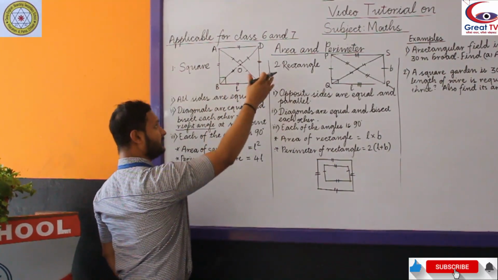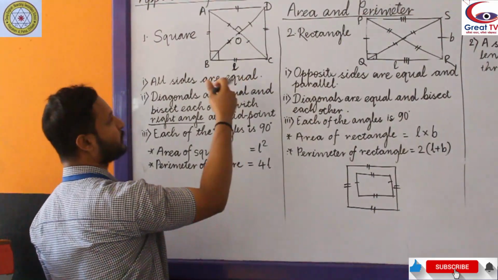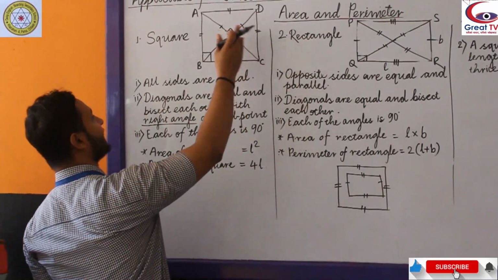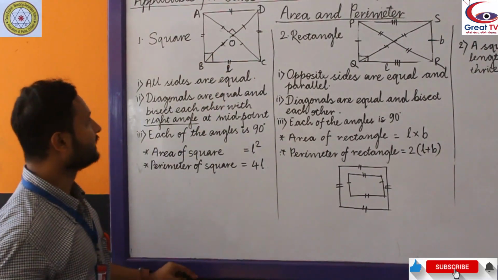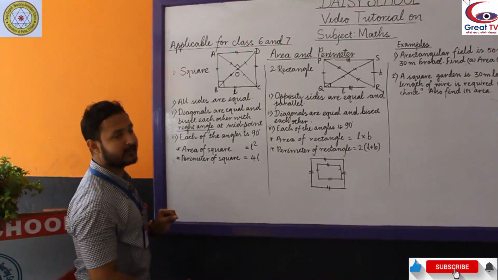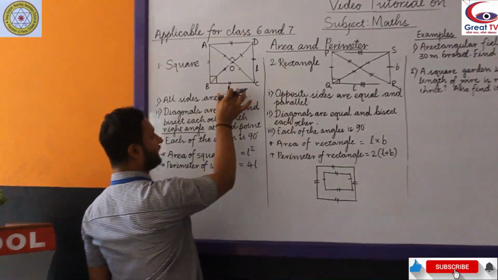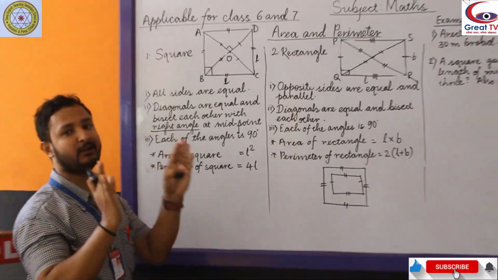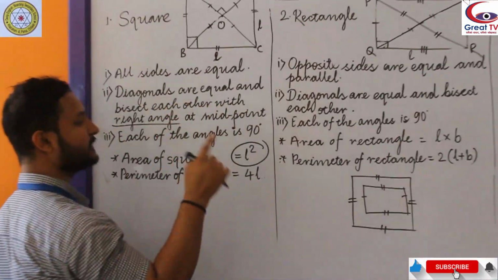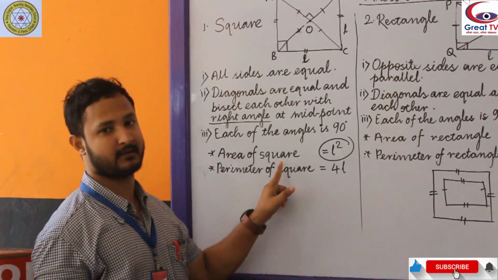So, in the square, all sides are equal. So, if one of them is length, suppose L, then all are L. The measurement of all sides is L. So, when we multiply two adjacent sides, we get L into L. If we multiply this side and this side, we get L into L. When we multiply L with L, the product is L square. So this is the formula to calculate the area of a square.